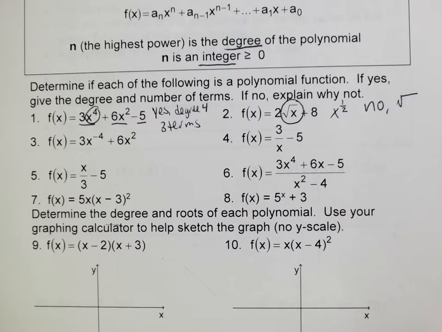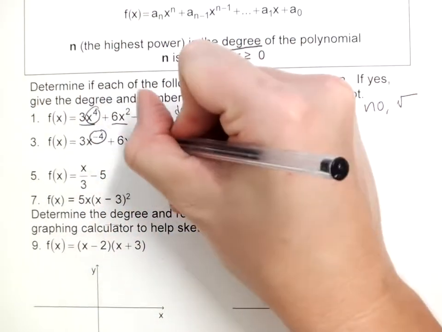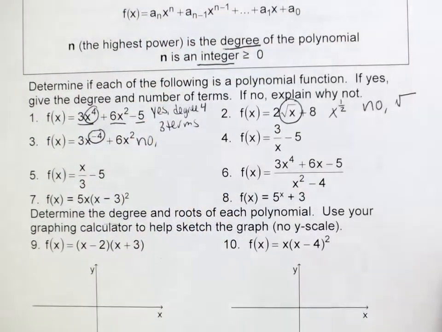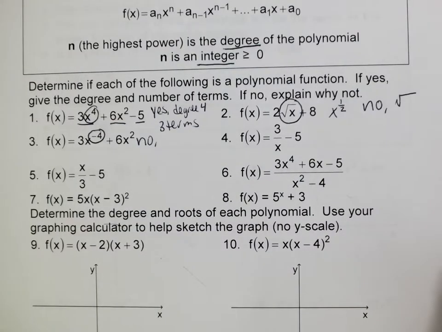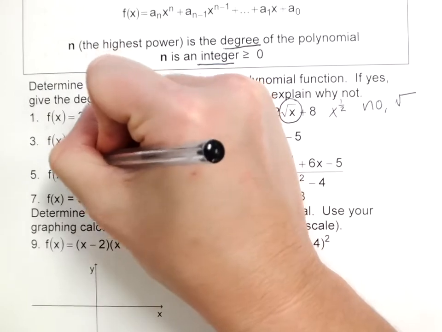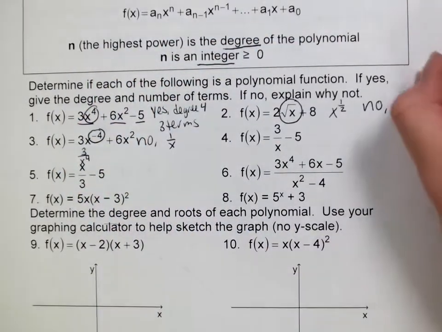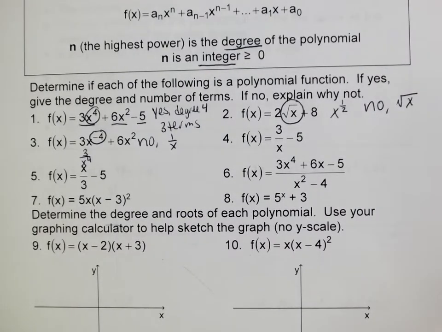Question number 3, again, looking at your exponents, this one has an x to the negative 4. So also no, it's not a polynomial. And technically a negative exponent means that it should be in the denominator. So this should really be written like this, 1 over x to the 4th. So this is technically a rational function. I should have put my x here because now it bothers me.